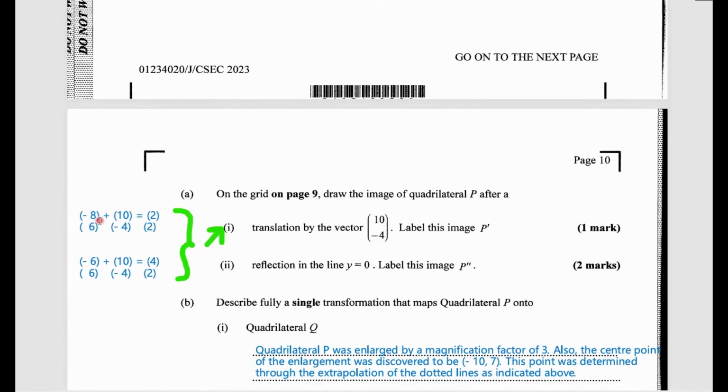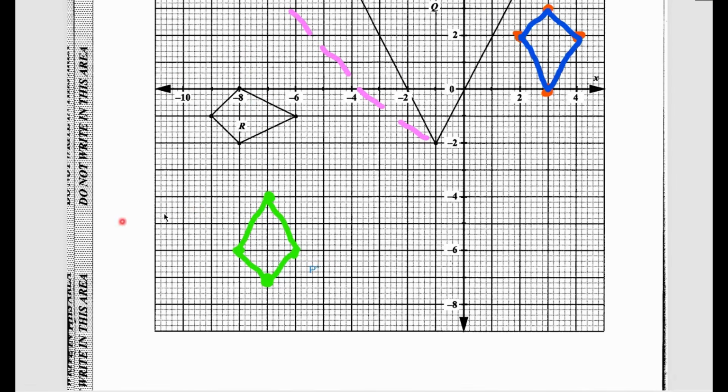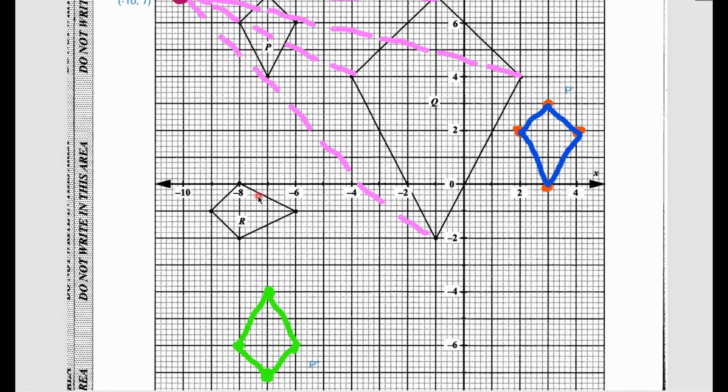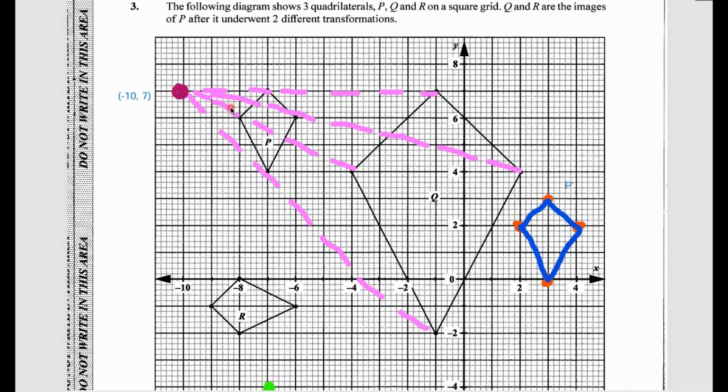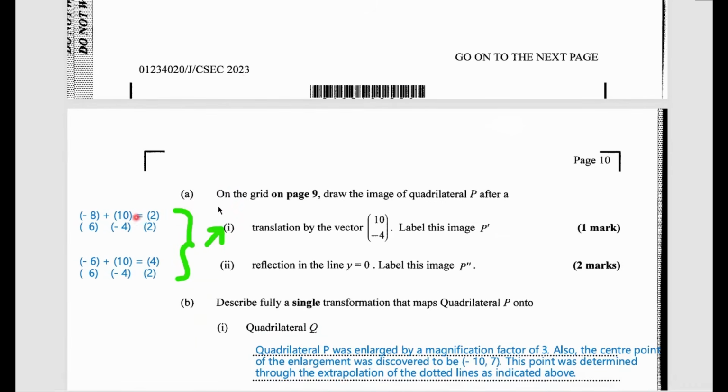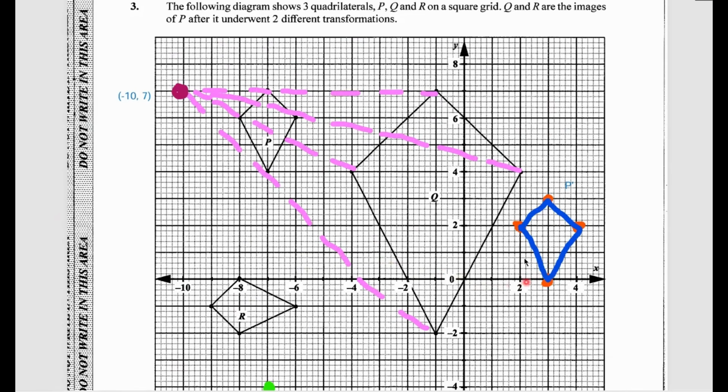Okay, so what I did is that I took a coordinate from P, which I took this one, minus 8 and 6. That's this corner of P. And then see what I did? I add 10 and minus 4. So minus 8 add 10 is 2. 6 add minus 4, that's 6 minus 4, is 2. And I plotted that point. You can see here 2 with 2. That's this here.